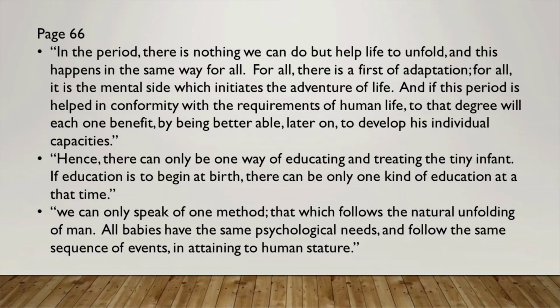We can only speak of one method, that which follows the natural unfolding of man. All babies have the same psychological needs and follow the same sequence of events in attaining to human stature. So here we're talking about there can only be one way of doing this, right? There are not variations of how human infants develop. They all follow this sequence. We have to have that same type of education for any child born in any country, at any place in history. It's the same thing. We have that absorbent mind, and we have that spiritual embryo. So all of those happen regardless of space, time, culture, society, any of that.